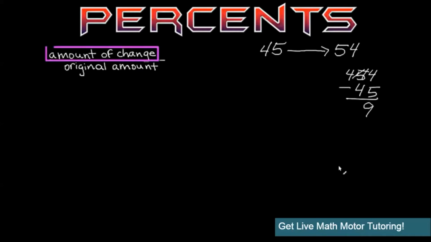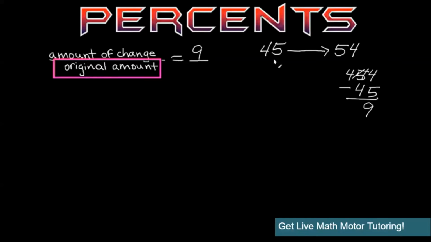54 minus 45 gives us that 9. So there was an increase of 9 eggs. So the question is, 9 is what percent of 45? Okay? So again, we write our amount of change, which was 9, over the original amount. And the original amount was what we start with, right? So it was 45. Okay, so there's our ratio set up, our amount of change over our original amount. This is going to help us find out what our percent increase was, because we went up. We had an increase from 45 to 54.